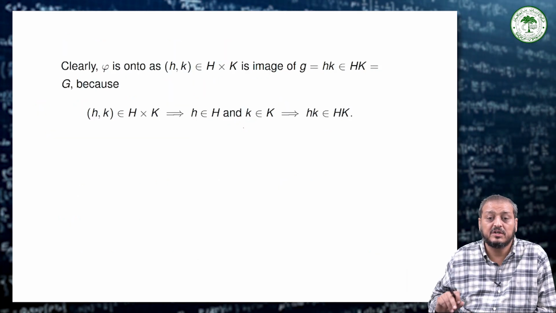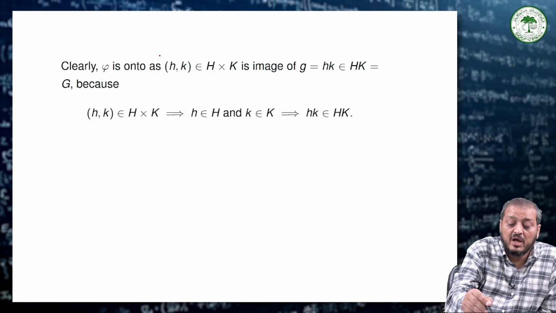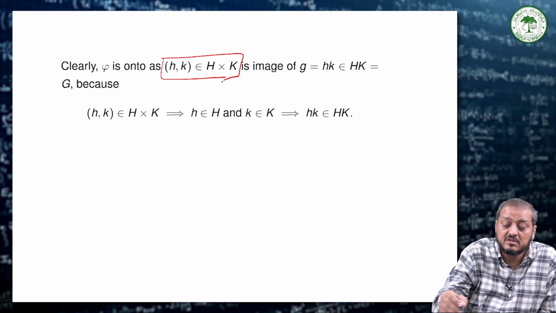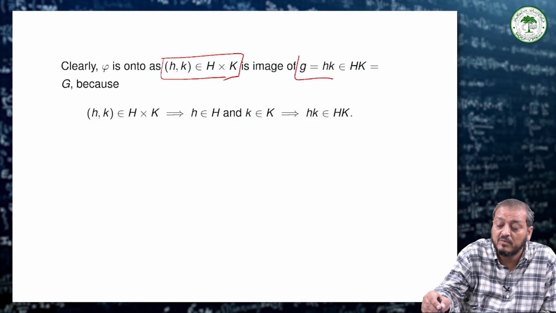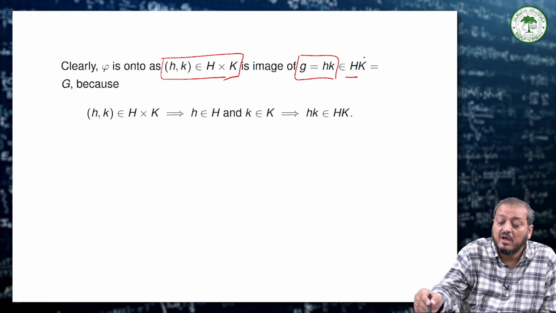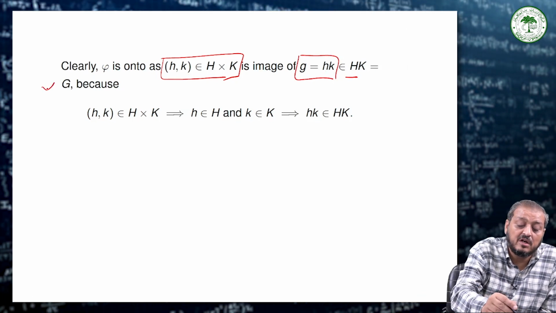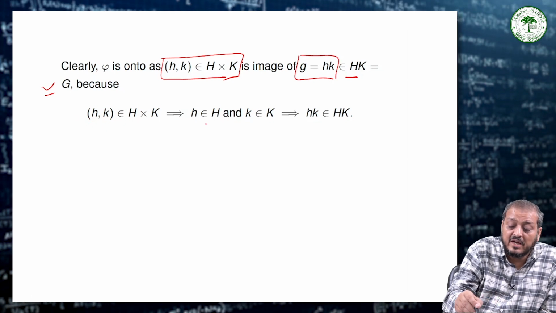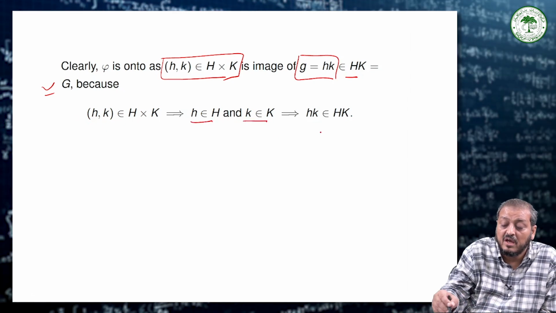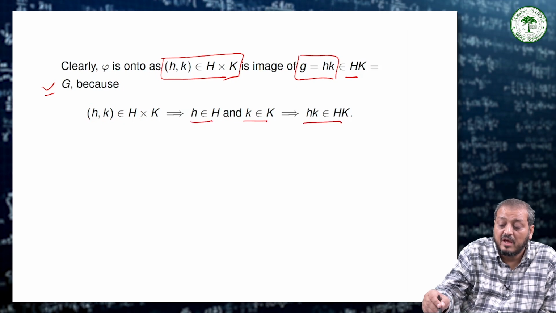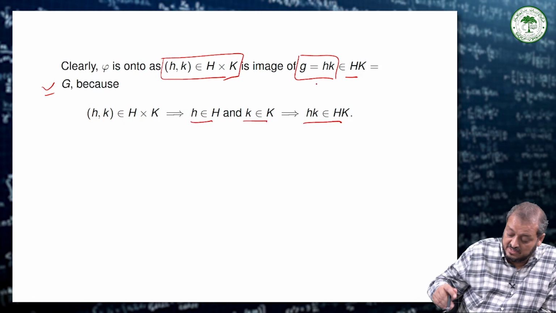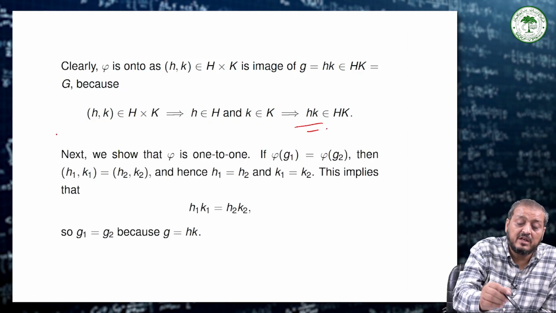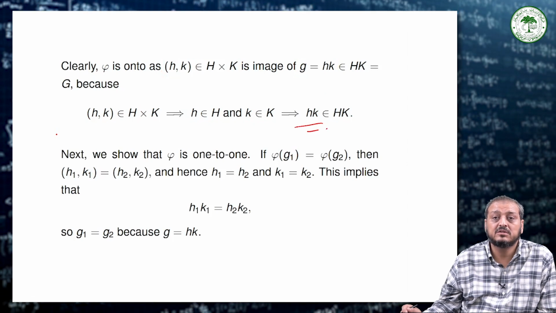Now we have to try to show that it is onto. For onto, we take H and K, elements of H cross K, and as G is written in the form HK, HK is an element of G. Now if you take HK, H is an element of H and K is an element of K, and then HK is an element of G. So this is clearly onto.